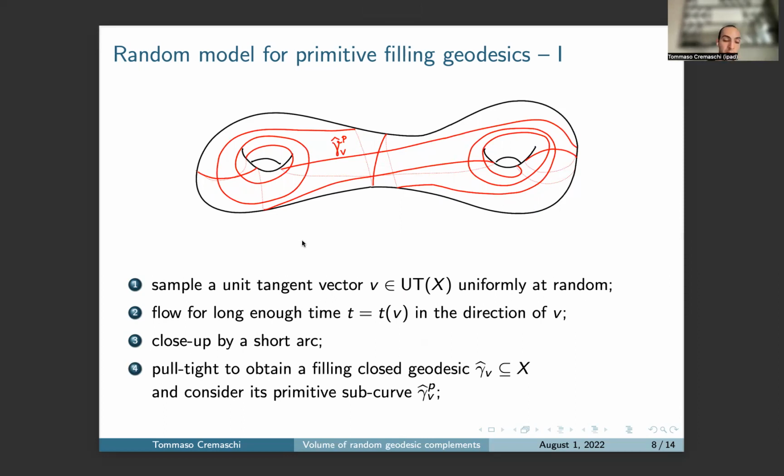The filling comes from mixing and ergodicity properties of the geodesic flow, and the fact that you went for a long enough time, that was the T. And then the primitive part: if you just pull tight, you're not going to get something primitive in general, but you can consider its primitive root. So the thing that the loop is a power of, that's going to be our end geodesic. And if gamma was primitive and it's a power, then the thing that it's a power of is also primitive. That's a standard fact. So what I just gave you is kind of a funky way of generating random filling primitive curves on the surface.